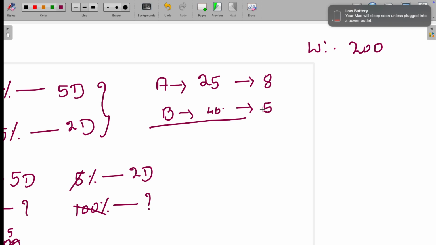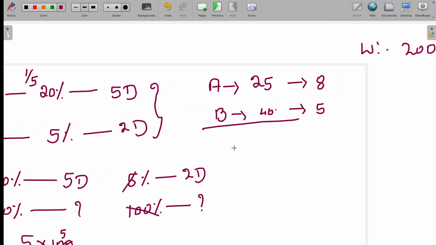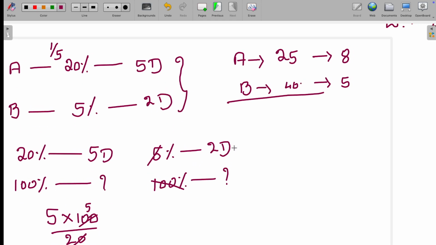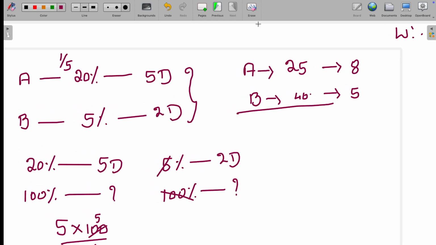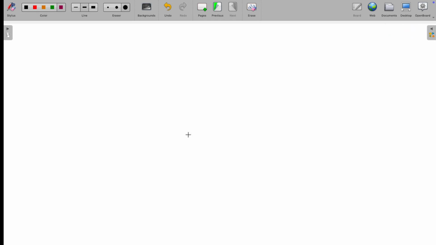Next type. Time, speed, distance will come, and pipes and cistern will come in this concept. Clear this concept, you are clear, right? Next concept, one more type, type 3 problem. Now type 2 is over, type 3 problem.